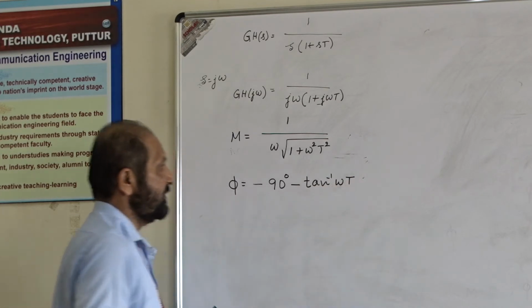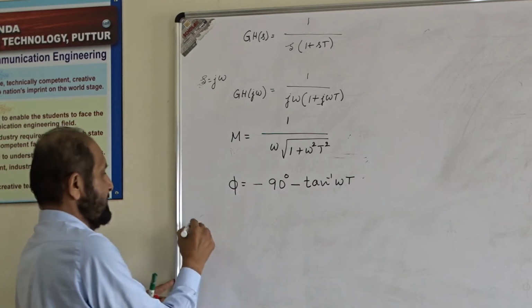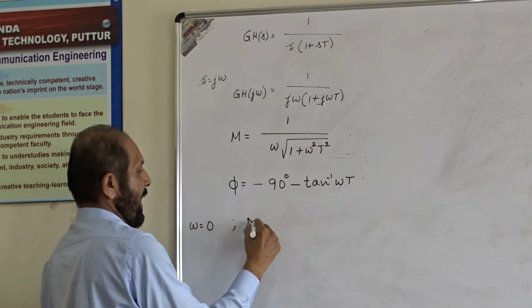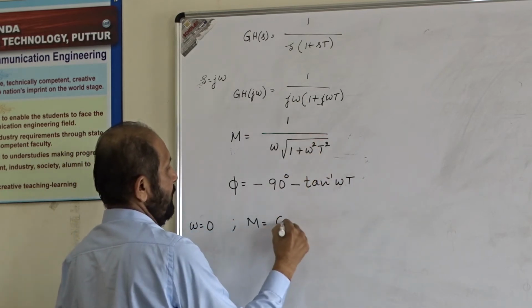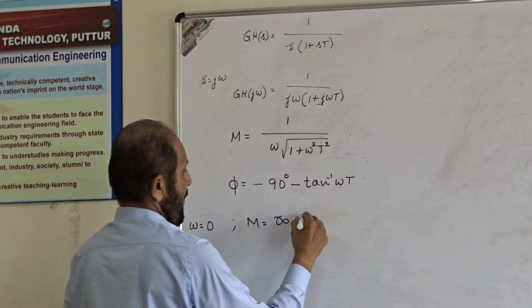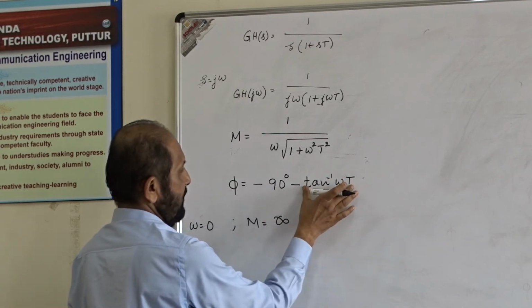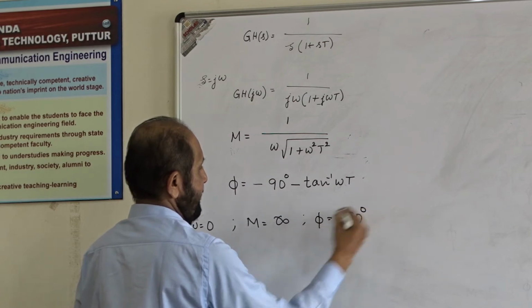So this is the expression for phase. Now let us find the starting point. When omega equal to 0, magnitude is infinity, because we have omega here. And phase angle, when omega equal to 0, this will be tan inverse of 0, which is 0, but there is a minus 90 degrees there, so phase angle is minus 90 degree.